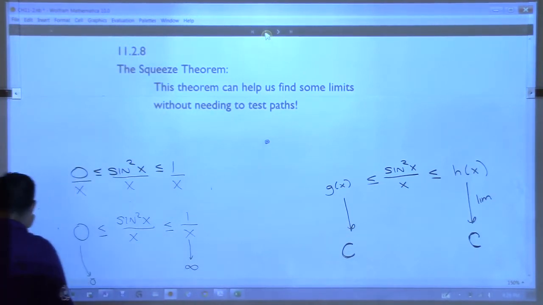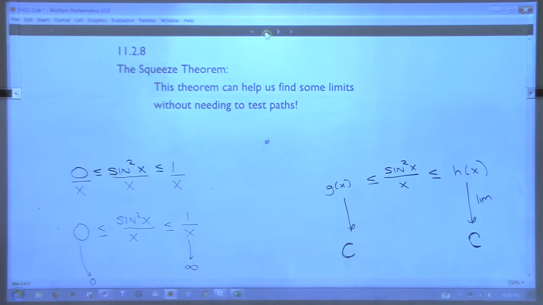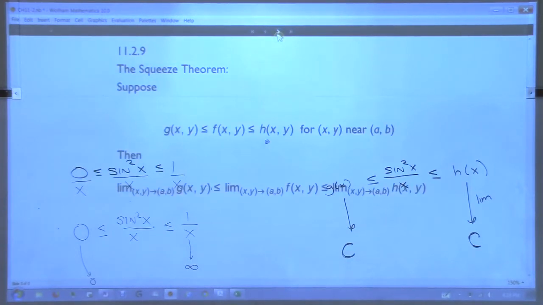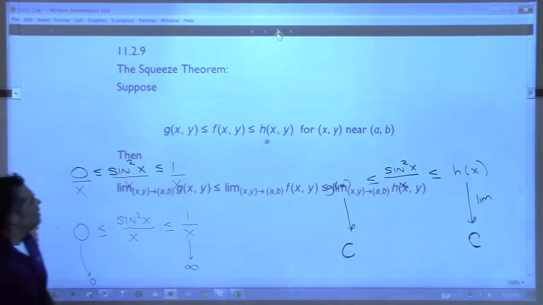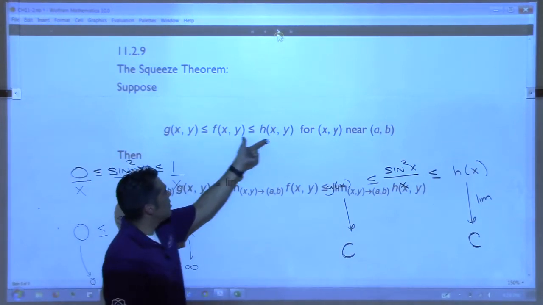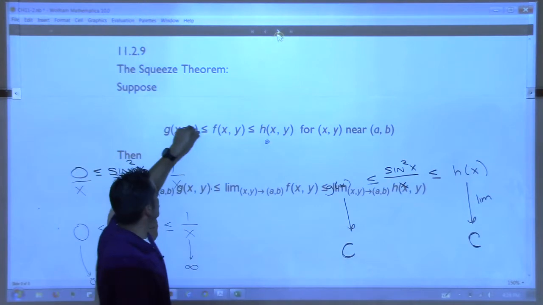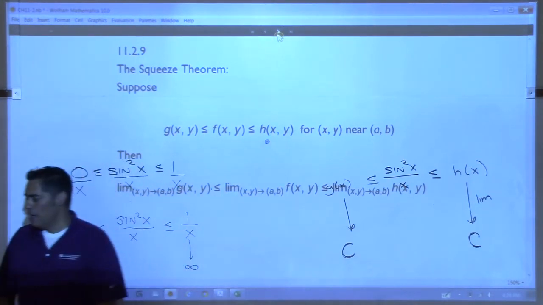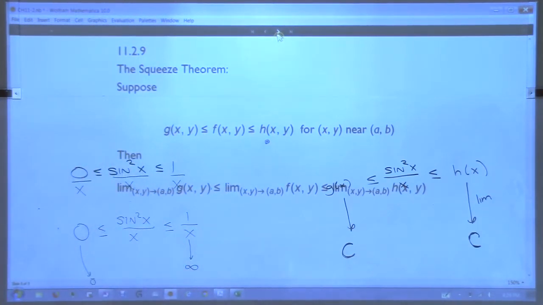In a function of two variables, we have the same exact idea. If we can somehow take the function of two variables we're looking at, put some boundaries on it, and hope that those two go to the same place when we take the limit, then we can say that the limit exists, so long as they both go to the same constant. That's our only hope, really, to show that a limit exists, is to use something like the squeeze theorem. Because again, you can't check every path.